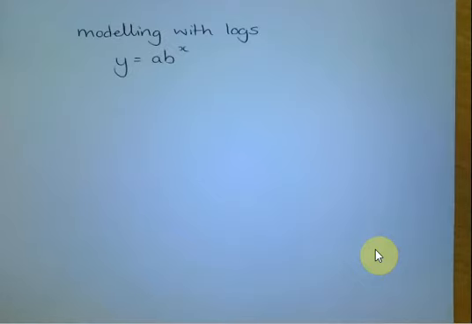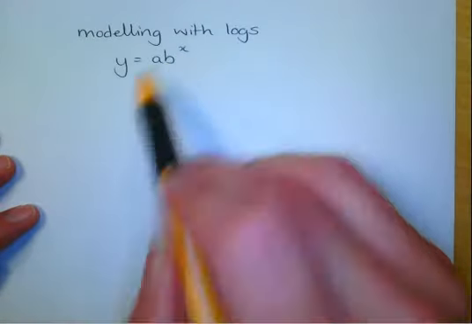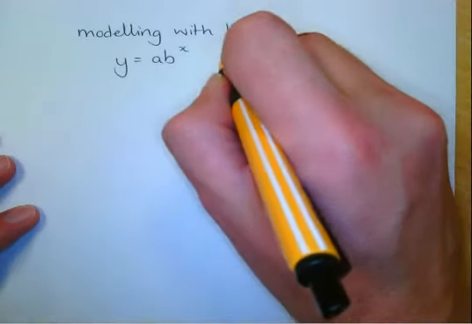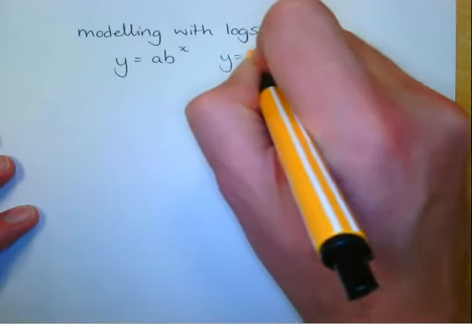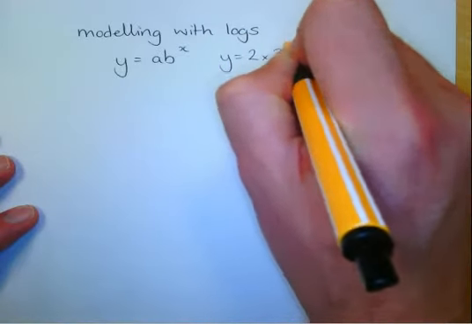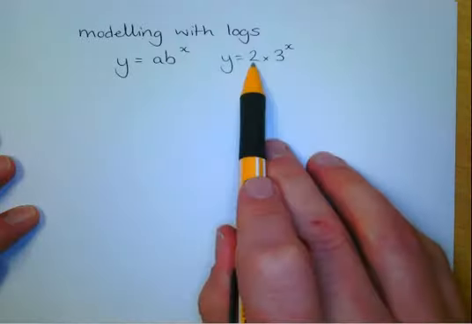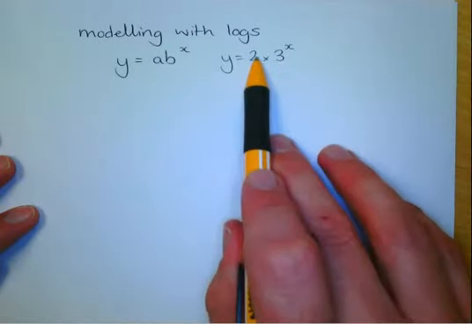Hi there, welcome to the second video on modelling with logs, and this time we're going to have a look at this model. So again, just like before, we're going to start to make up some numbers that we could see in here. For example, you might think of y equals 2 lots of, say, 3 to the x, so a transformation on this graph, like a vertical stretch.